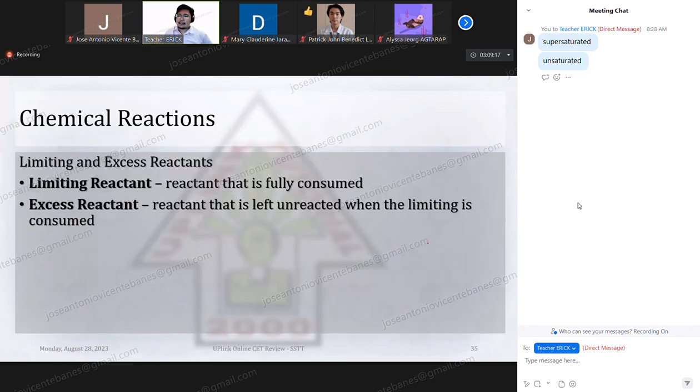Kayang-kaya yan. Let's go. Now, limiting and excess reactants. For the limiting reactant, these are reactants that are fully consumed in the reaction. So, for example, A plus B: if A is fully consumed in the reaction and B has an excess, then A is your limiting reactant. And excess reactants are reactants that are left unreacted when the limiting is consumed.